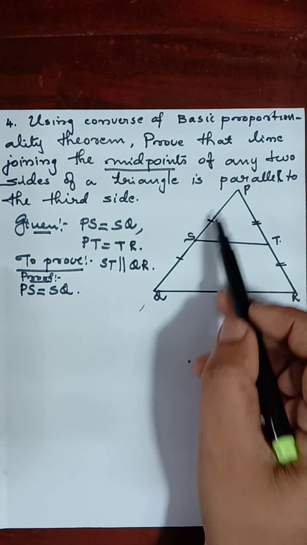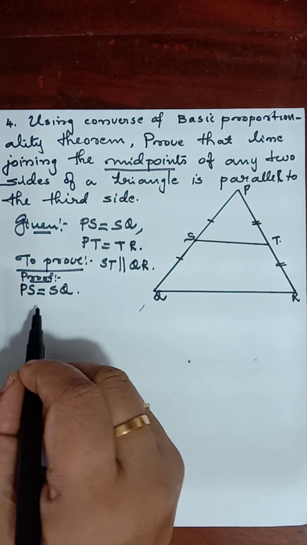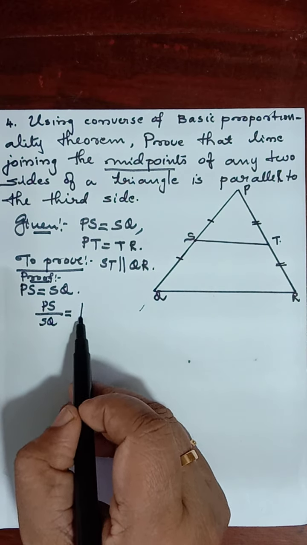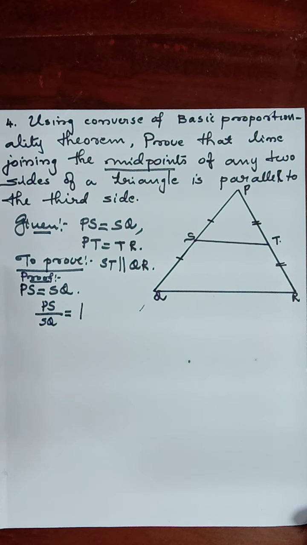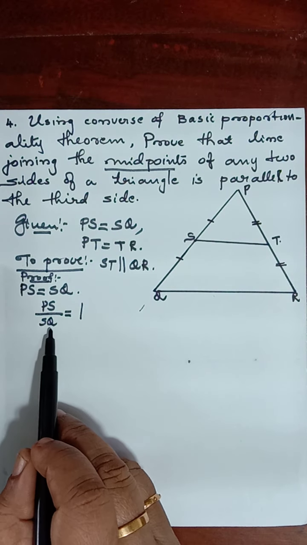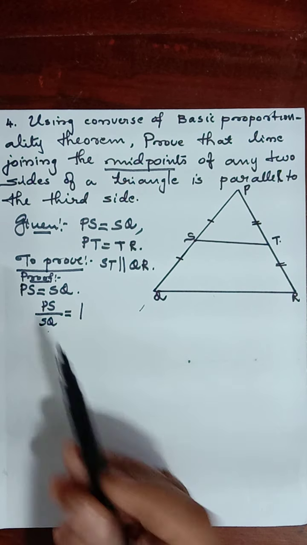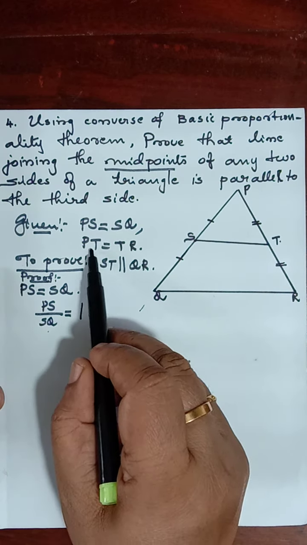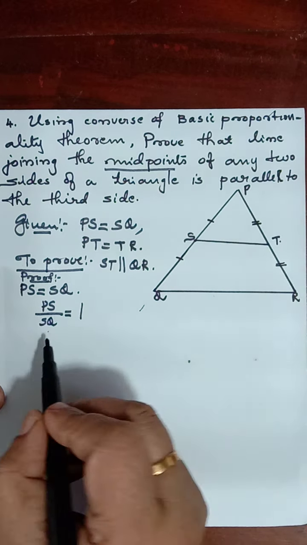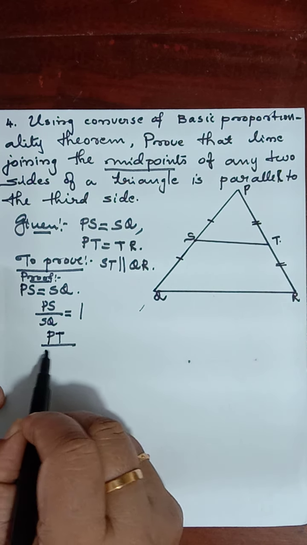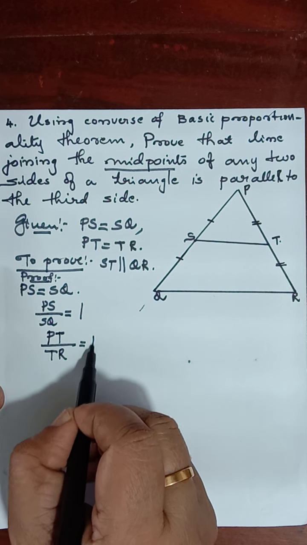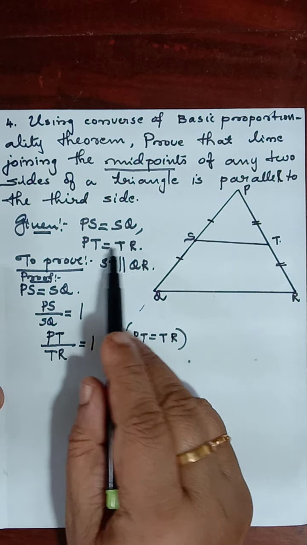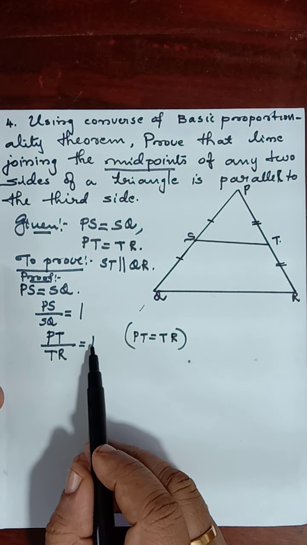In proof, given that PS is equal to SQ. So what is PS by SQ equal to? If they are same, we have studied, it's equal to 1. PS and SQ are equal. If it is 5 cm, this is also 5 cm. 5 by 5 equal to 1. Whatever may be the value, if they are same, equal to 1. Similarly, PT equal to TR. PT by TR ratio I am going to take. What is PT by TR? 1. What is the reason? PT is equal to TR. It is given to us. Therefore, its ratio will be equal to 1.